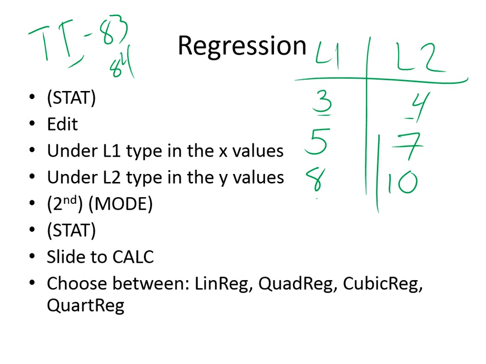Now once you type those all in, you quit back out, go to the main screen, so second mode, push stat again, you go over to calc, so you'd slide over, and then you would choose either a linear regression, a quadratic regression, a cubic regression, or a quartic regression. Linear would just be x, quadratic would be x squared, cubic would be x cubed, and quartic would be x to the 4th.